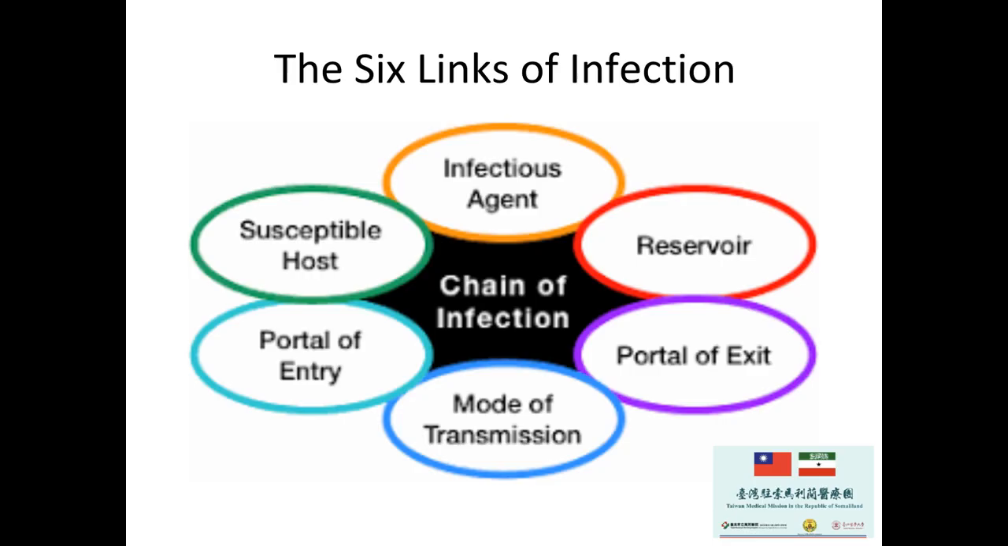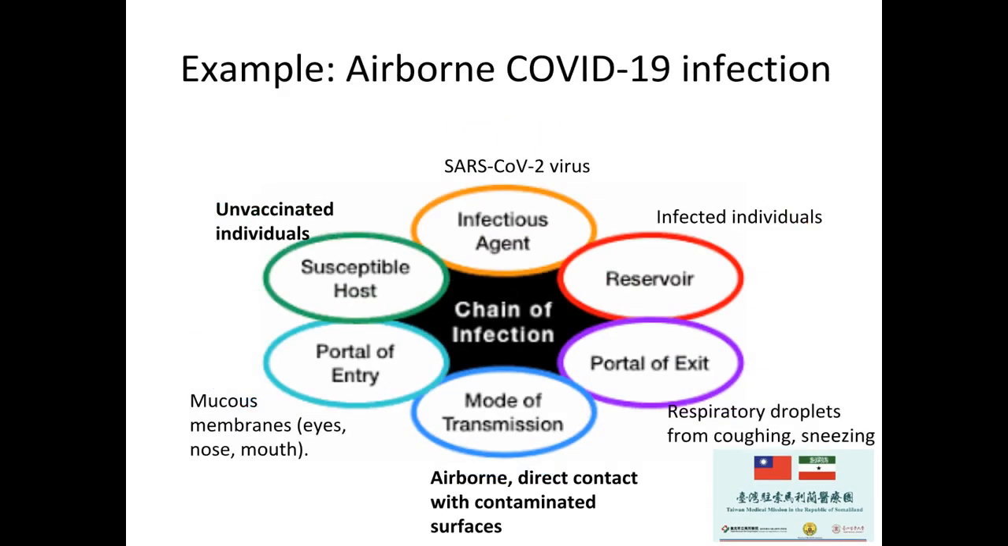The following are some examples. SARS-CoV-2 spreads through respiratory droplets from infected individuals. It is transmitted via airborne particles or contact with contaminated surfaces, entering the body through the eyes, nose, or mouth. Unvaccinated individuals, the elderly, and immunocompromised people are at higher risk.